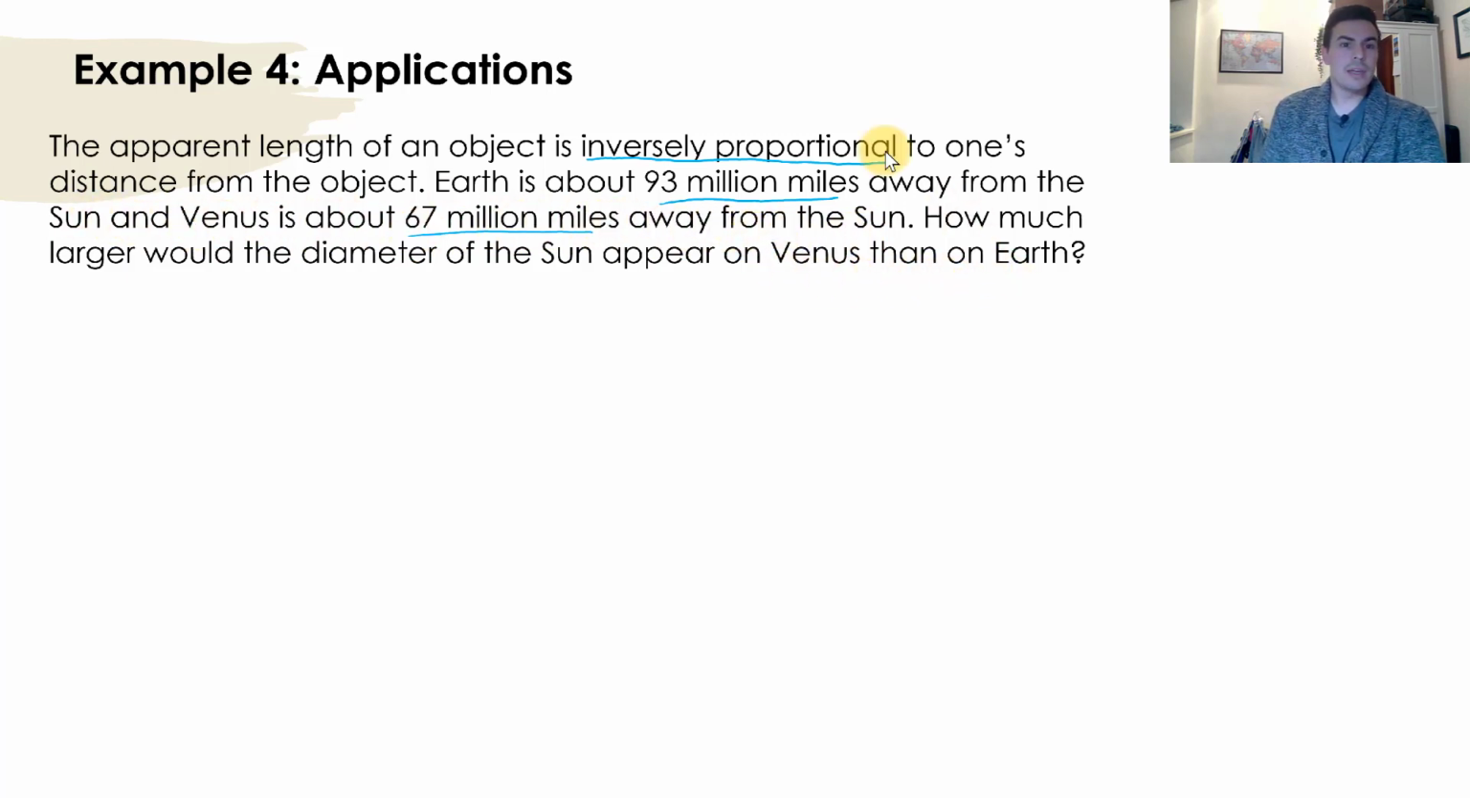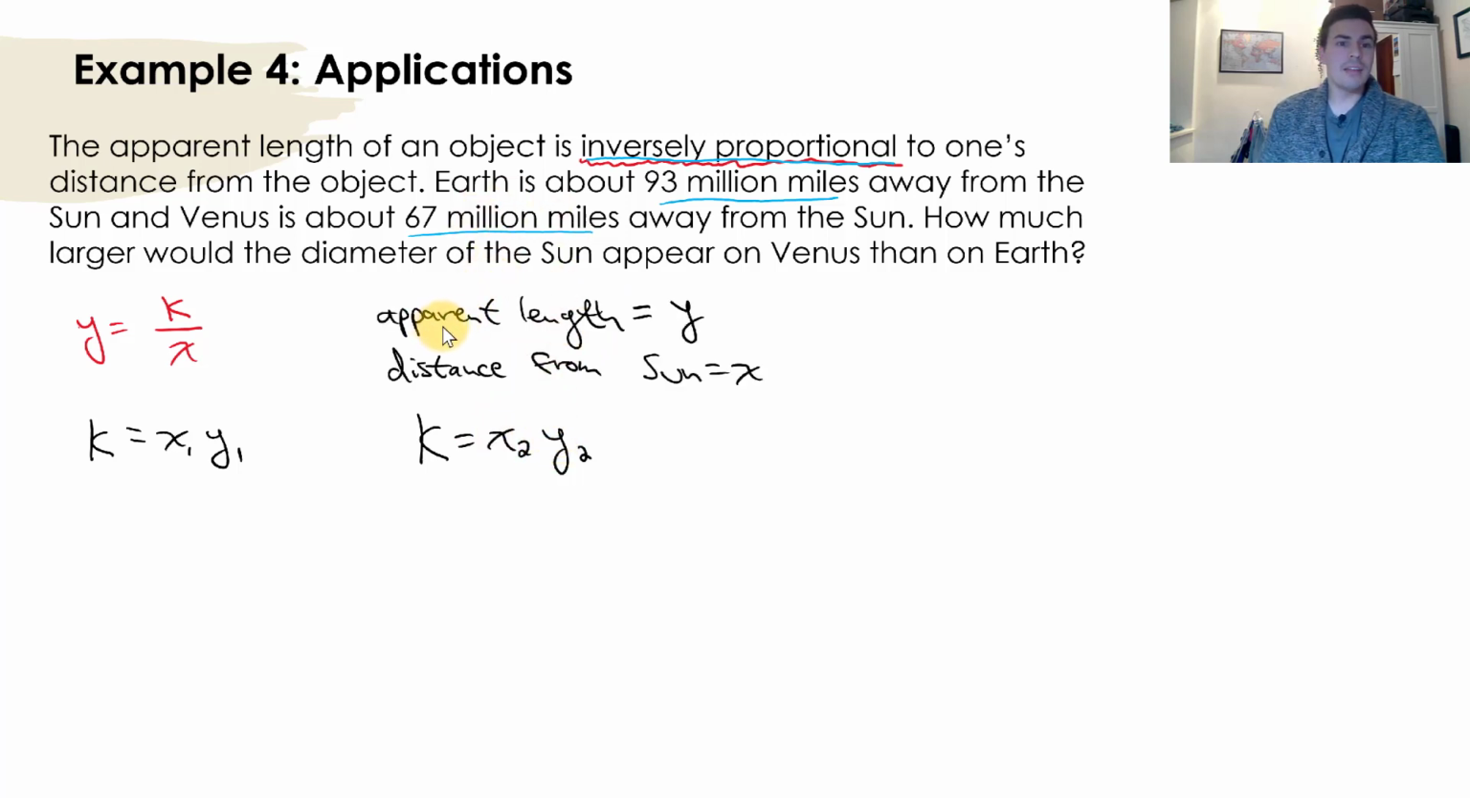Okay, so we have an inverse variation here. And so we're going to be working with y equals k over x, or we can take a look at k equals xy, which is what we're going to start off with here. Now we need to define our variables. What is x and what is y? So we're going to say that the apparent length of an object is going to be y, and the distance between the objects, in this case between the planets and the sun, is going to be our x value.